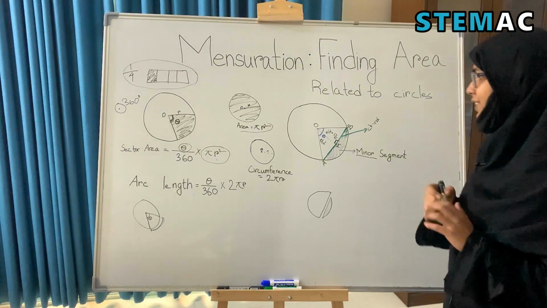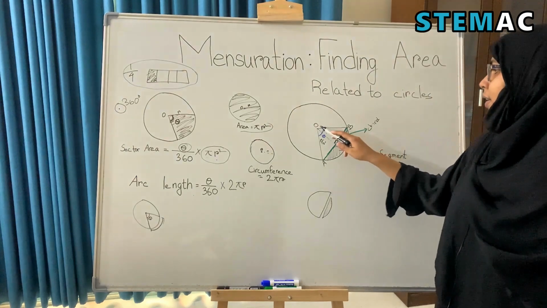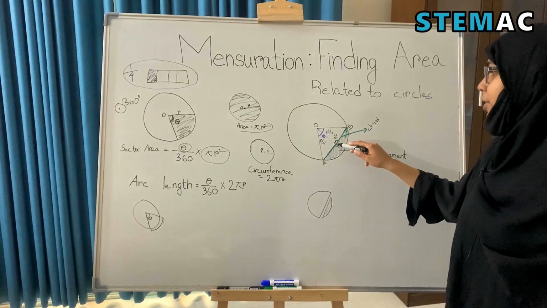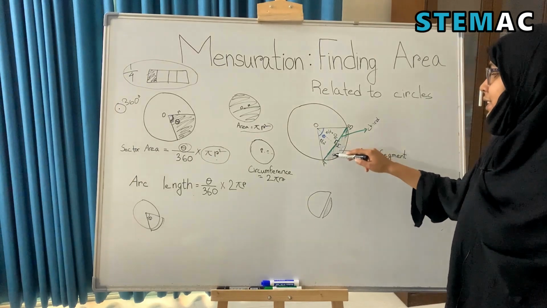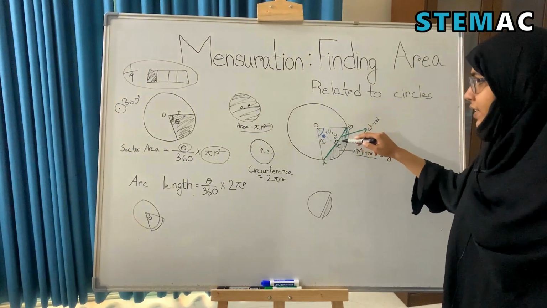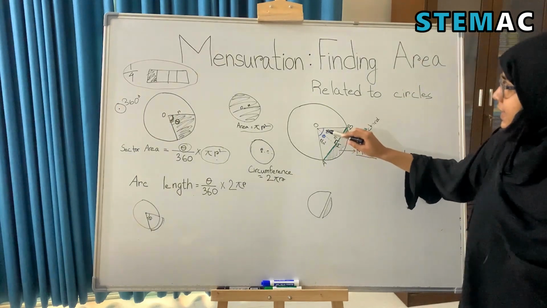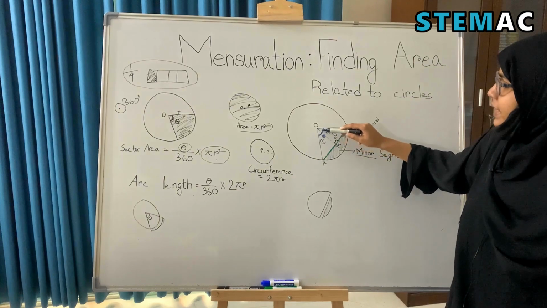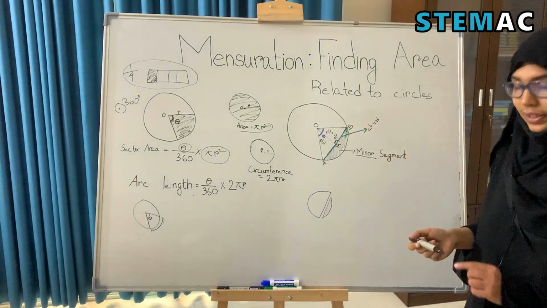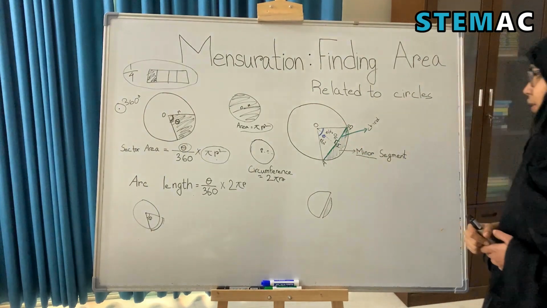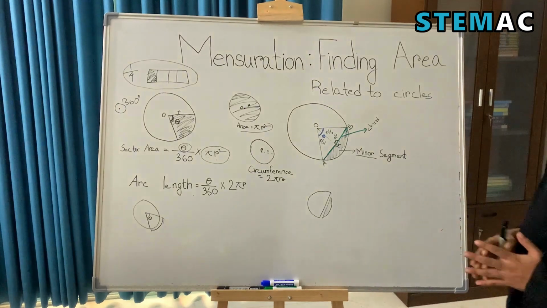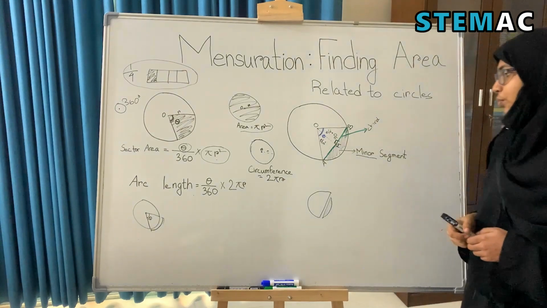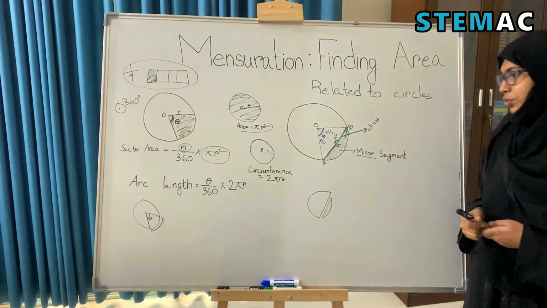So the two things are that the line from the center of the circle to the midpoint of the chord is bisecting the chord at a right angle, and this line is also bisecting the angle subtended at the center of the circle. Okay, that's all about chord. It would be easier to understand if we solve some problems related to this.